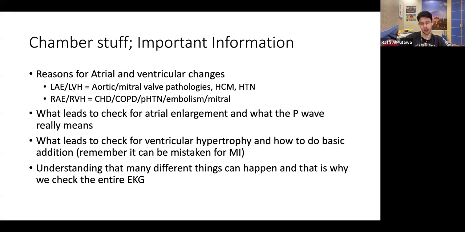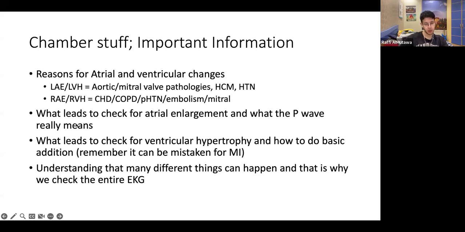Right atrial enlargement and right ventricular hypertrophy, keep in mind they have a direct connection to the arterial lung system, so the pulmonary artery, for example. As a result, things that affect the lungs can affect the right ventricle and therefore the atrium. So cyanotic heart disease, that's what I mean by CHD, chronic obstructive pulmonary disease, which you guys should know for your exam, pulmonary hypertension, embolism, and mitral valve pathologies can also relate to right atrial and ventricular hypertrophy.